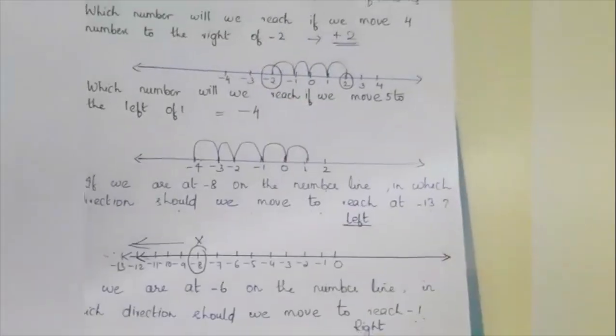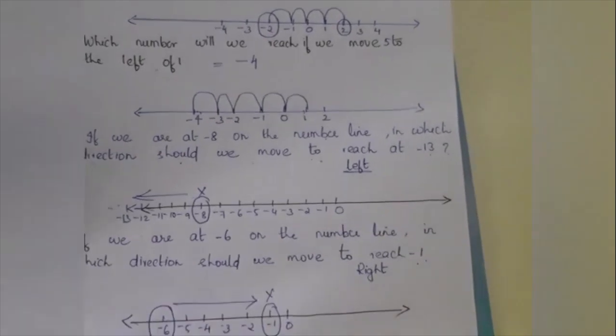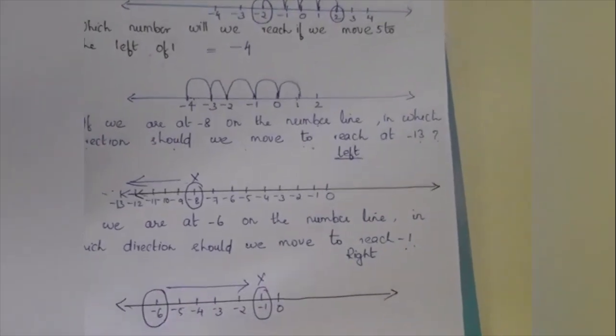So 4 questions were there. Answer them using the number line. So that was the 10th question from your textbook. So we have completed the whole exercise 6.1.